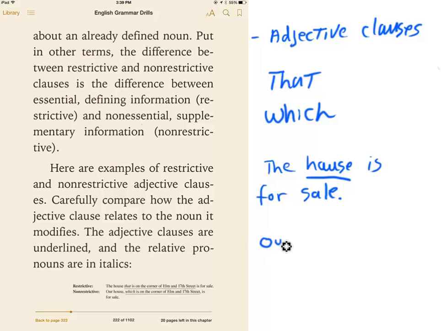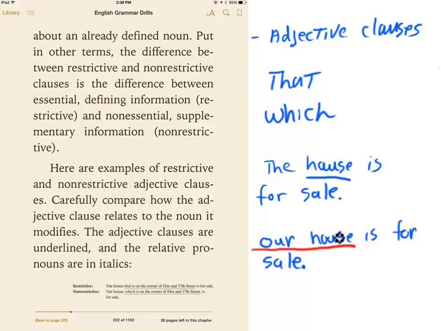So without that clause, our house is for sale. Does that have the same meaning? Our house, do I know which house is for sale? Yes, our house is. All right? I give additional information about my house. It's located on the corner of Elm and 17th Street. But that doesn't change the meaning of the sentence.